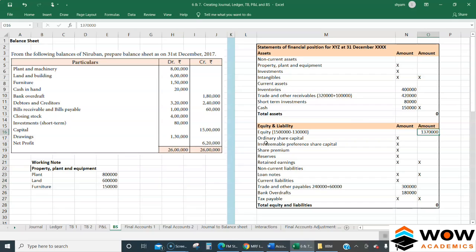And the last one is net profit. Net profit can also be shown as a part of reserves, because it's added to the reserves. So you can show the net profit as 6,20,000. The other numbers we can eliminate now.